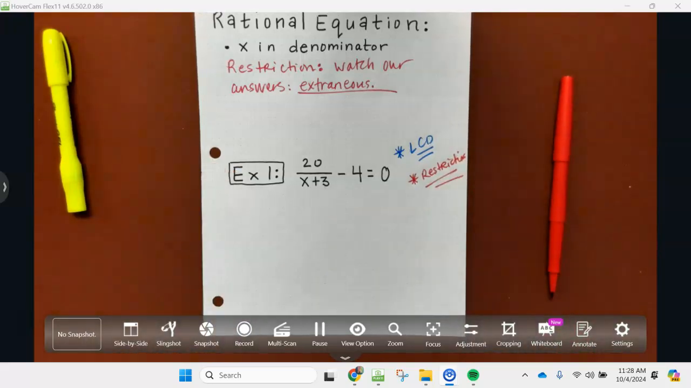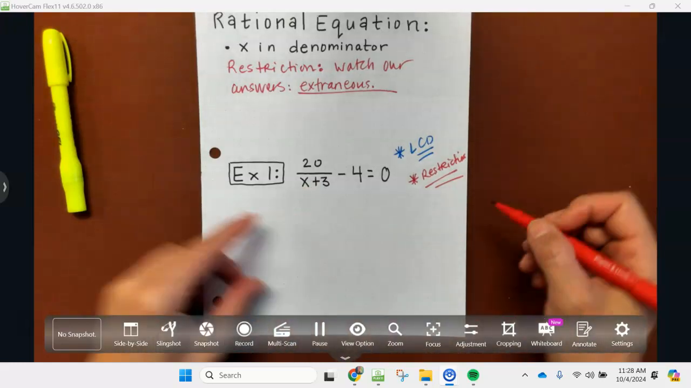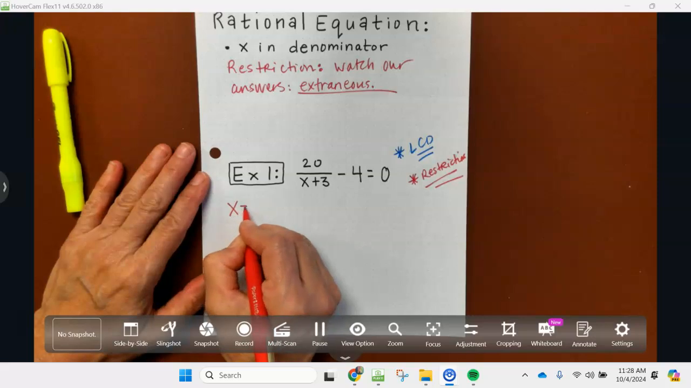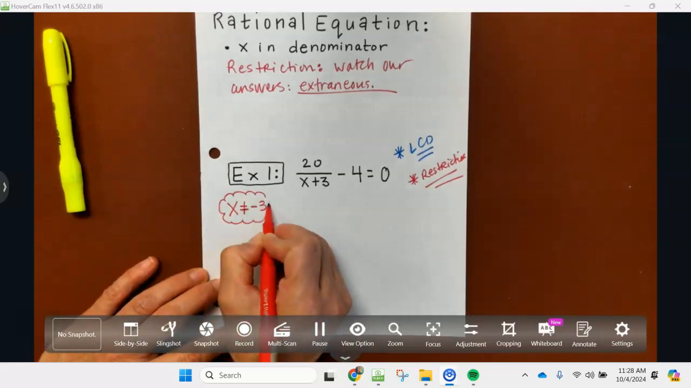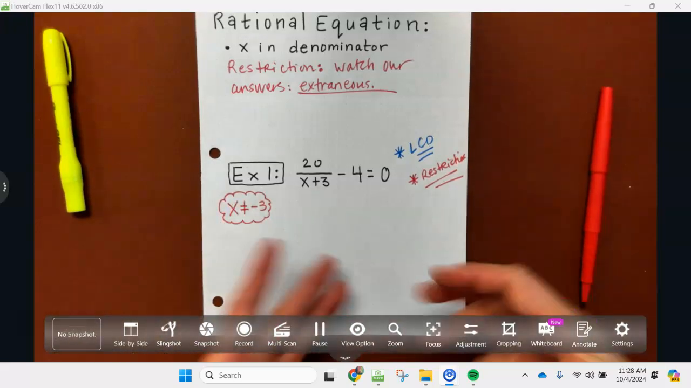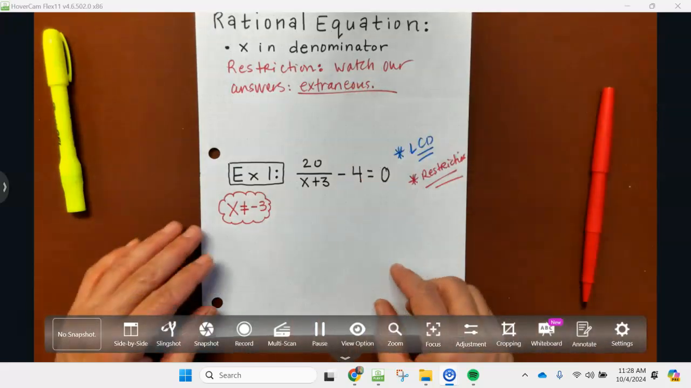So before I start solving, here I got my little x right here. So I know I can't have 0 in the denominator. So I know x cannot equal a -3. And I'm just going to put a little bubble around this because that's important, because if I end up with that answer, then I have to say it's extraneous. Let's go ahead and solve.